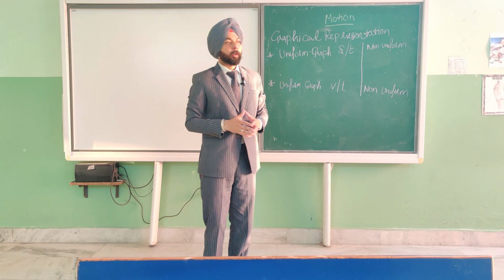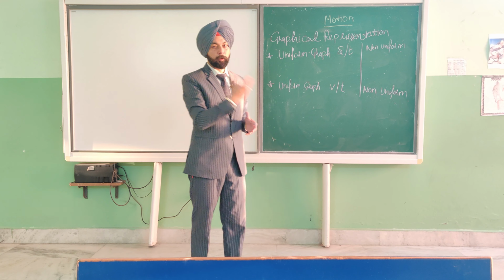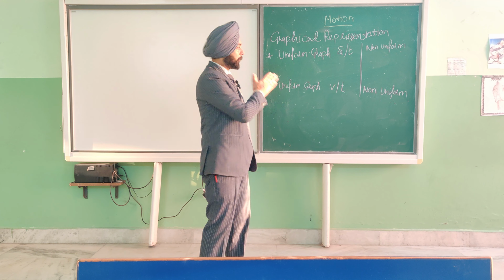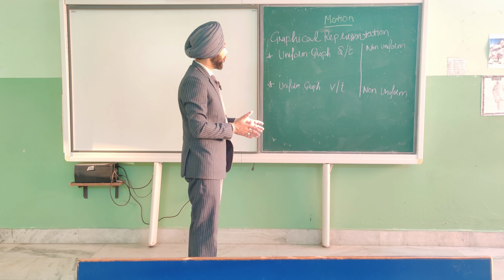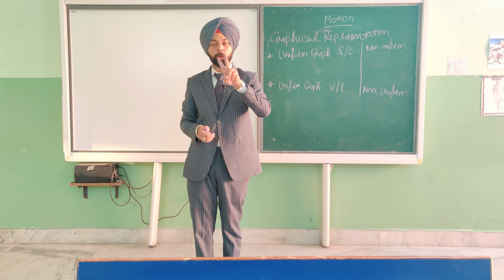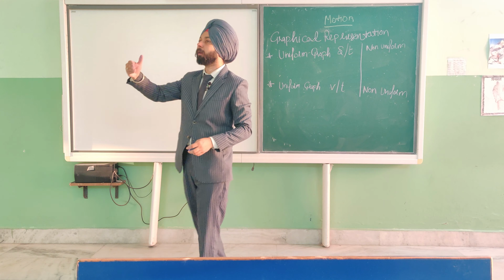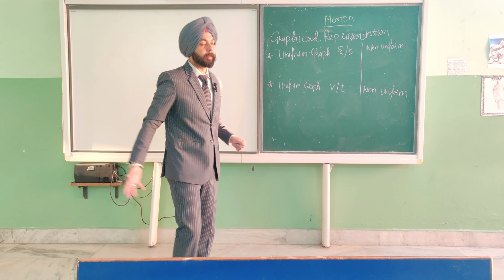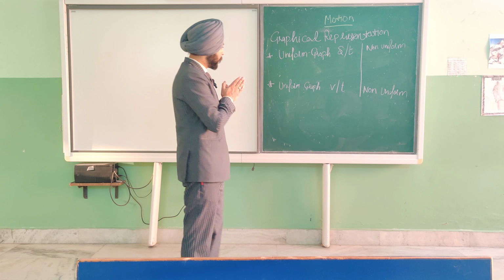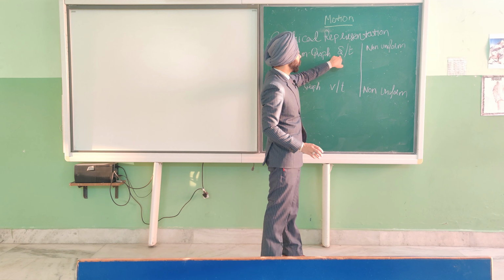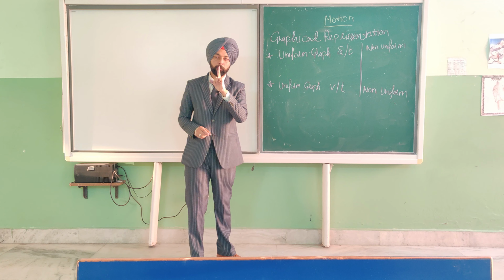Next topic is the graphical representation. How we are introduced with the graph: distance time graph is here, velocity time graph is here. We will focus on just two things, speed time and velocity time. Another we will discuss in the next chapters. Firstly, uniform graph for distance and time graph. It is the most important thing in graphical representation.